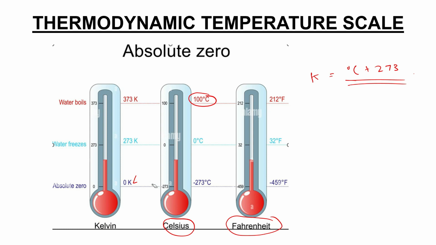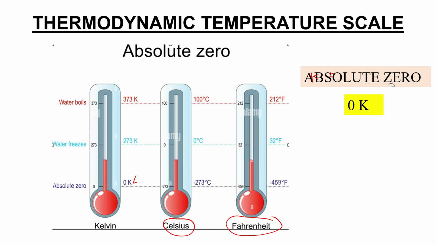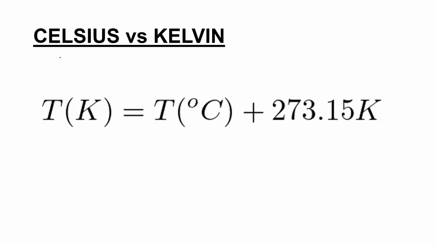So that is the Kelvin scale. You have the absolute 0, that is the 0 Kelvin. Absolute 0 is the 0 Kelvin. And now let us make a comparison between the Celsius and Kelvin scales. The formula for the Kelvin scale temperature is T is equal to T in degrees Celsius plus 273.15. Usually we take only 273, but the correct formula is 273.15 Kelvin.